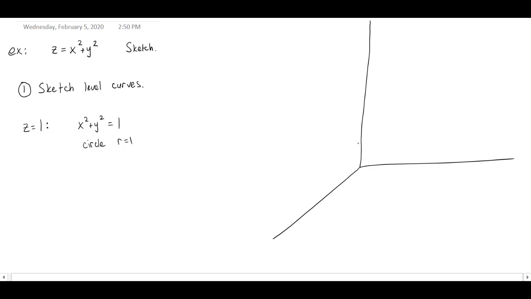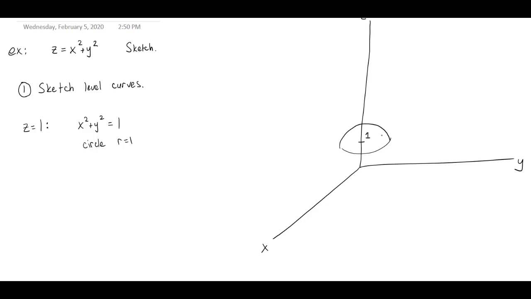So what this is telling us is that at a height of z equal to 1, let's say that up here is a height of 1, that on our surface there's going to be like a circle of radius 1 at this height. So I'll try to draw that in the picture. Okay. All right, so imagine this is a circle of radius 1 that's at a height level of z equals 1, okay? So this is a part of the surface. It's the part of the surface at this height of z equals 1.